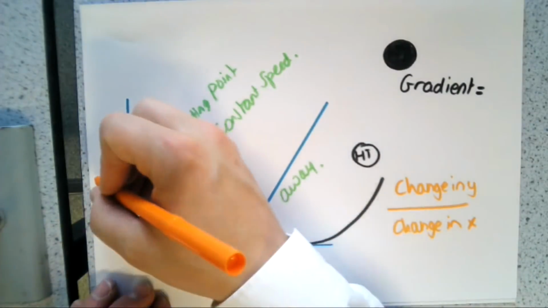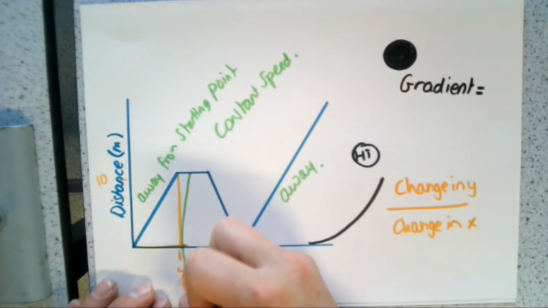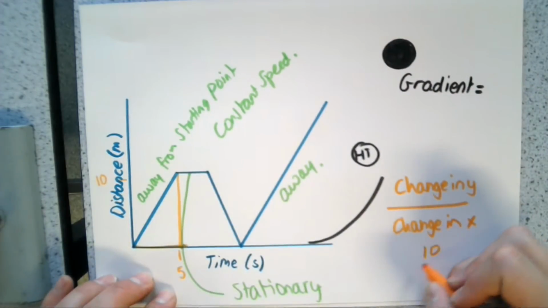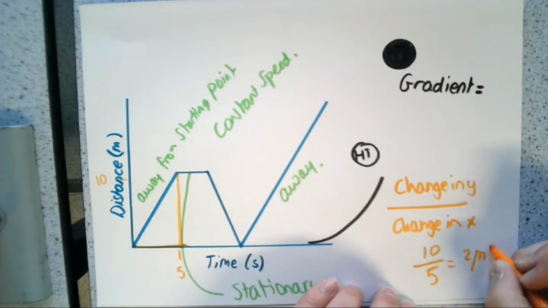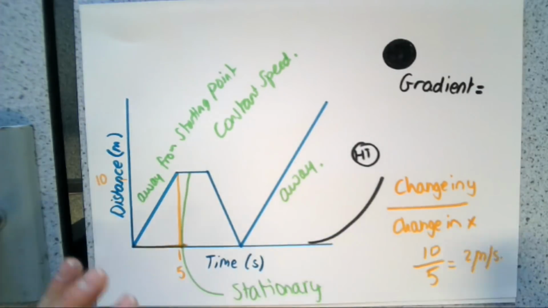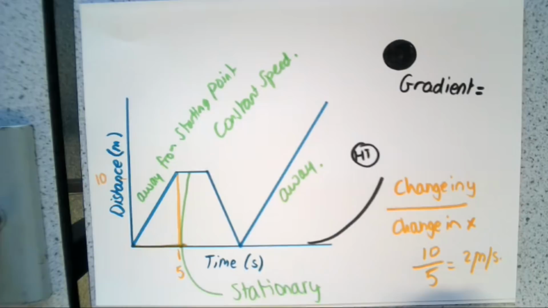So let's say the person's traveled 10 meters in 5 seconds. 10 divided by 5, so the speed will be 2 meters per second. So it might be power walking, for example, there. I think that's our compared values.